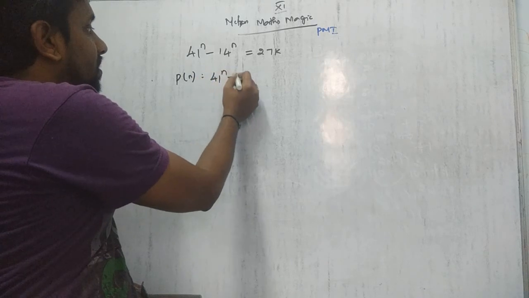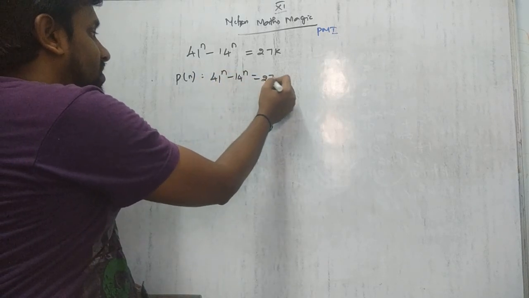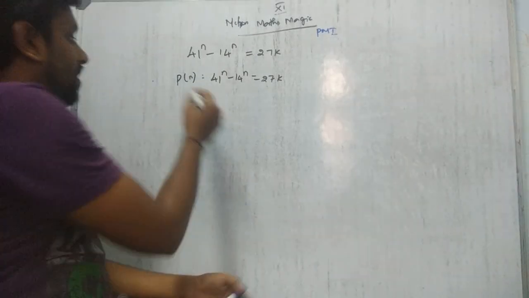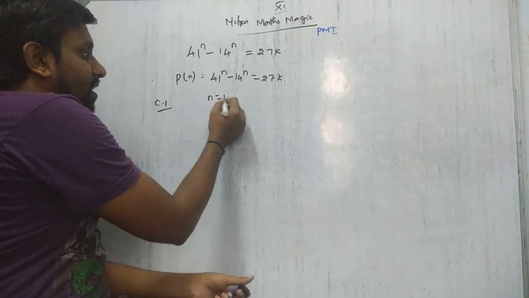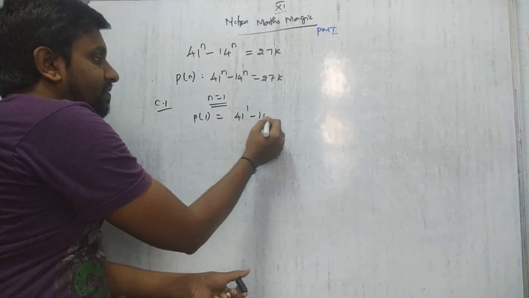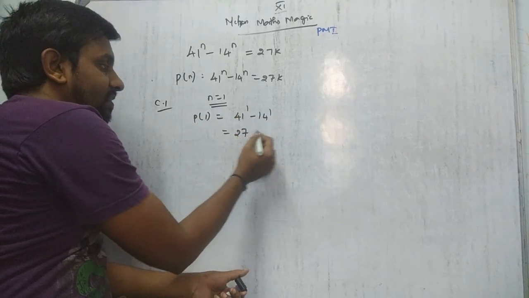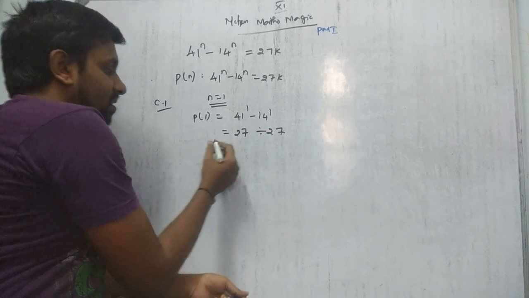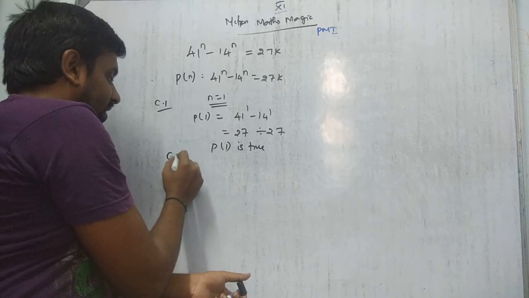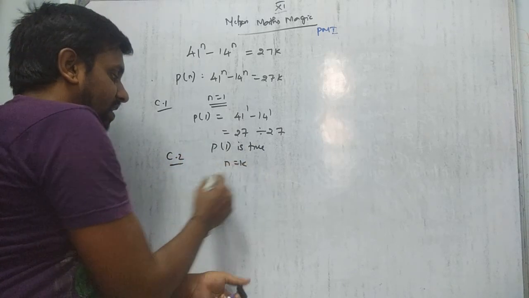Now first, whatever the question is given, imagine it as P of n. Case number 1: n equal to 1. So P of 1 equals 41 power 1 minus 14 power 1. I got 27, and 27 is divisible by 27. Therefore we have to write P of 1 is true. Case 2: n equal to k.